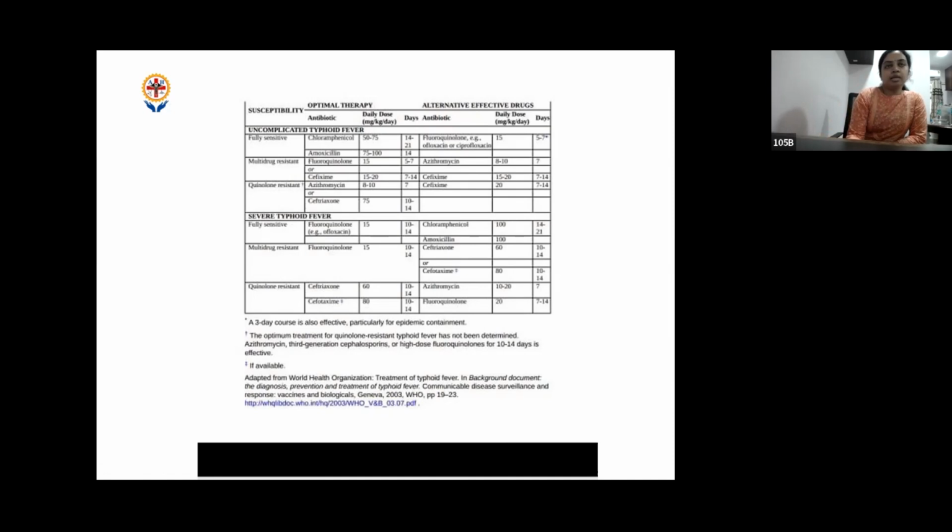So this child is already started on ceftriaxone outside. Outside, ceftriaxone is given for almost 3 to 4 days. Then in view of further worsening, the child is referred to our hospital. So in this scenario, what is the drug of choice in this child? The child is already on ceftriaxone, adequate dose. After 3 to 4 days, there is a clinical worsening and even a significant increase of titers. So what is the drug of choice here?